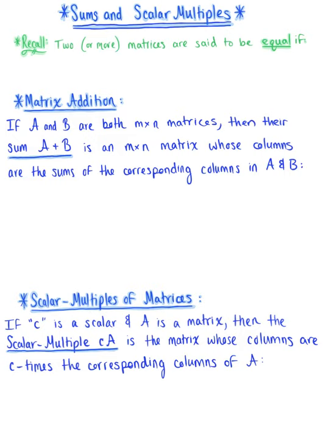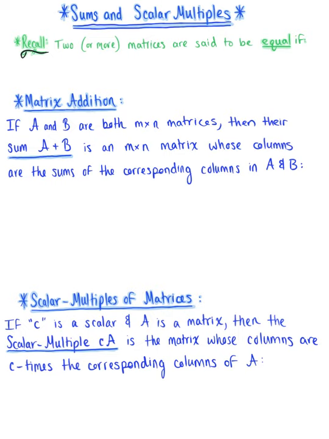Here we are looking at sums and scalar multiples of matrices. Now this is going to help us to draw parallels between vector arithmetic and matrix arithmetic. So to get us started, I want to begin by recalling what makes two or more matrices equal.